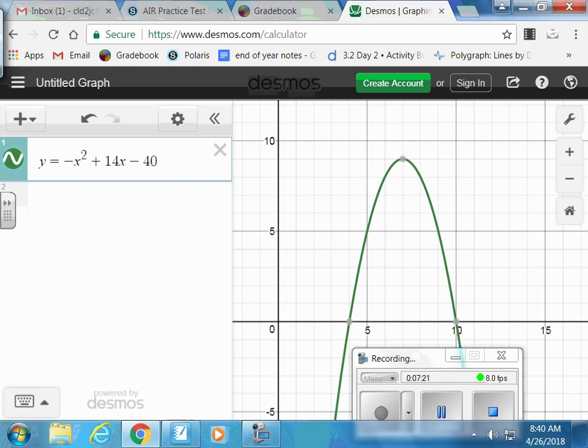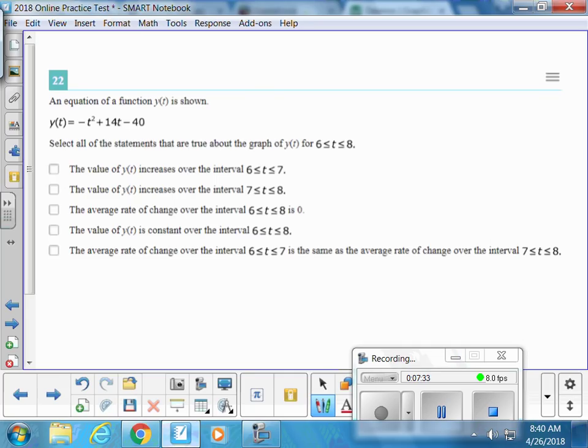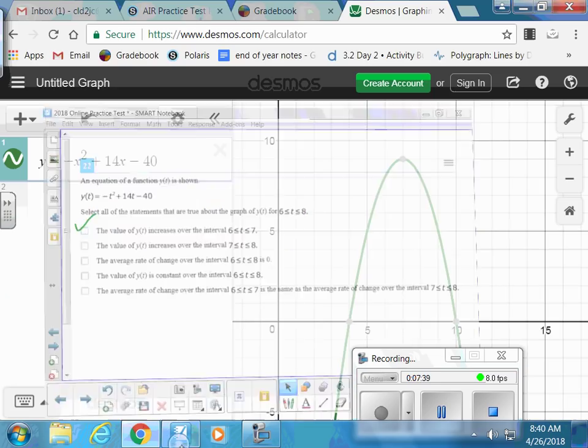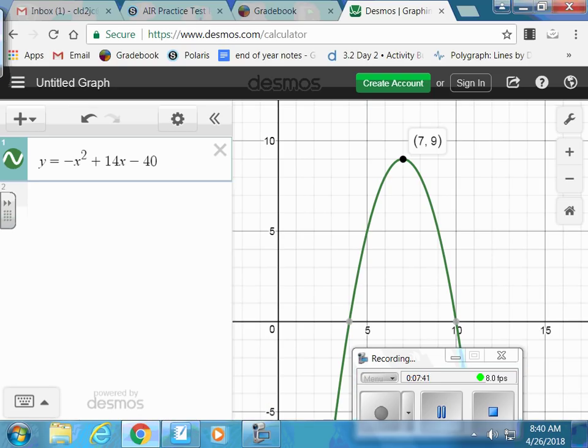It says, is the value of y increasing over the interval 6 to 7? And that is true, because from 6 to 7, from like here up to here, it's going up. So the first one would be true. You would click that. The second one, the value of y is increasing over the interval 7 through 8. 7 through 8 is right here. That's a decrease. 7 through 8 is a decrease. That's not true.